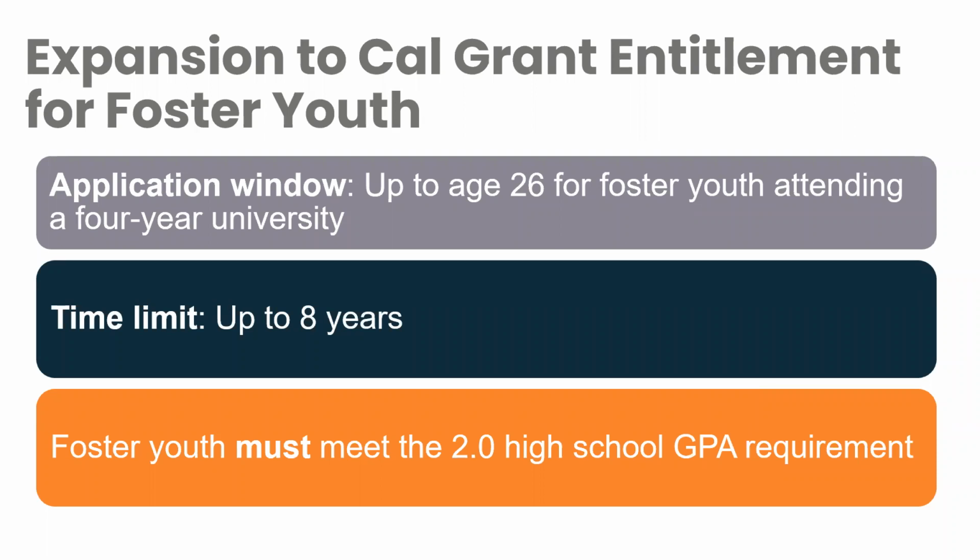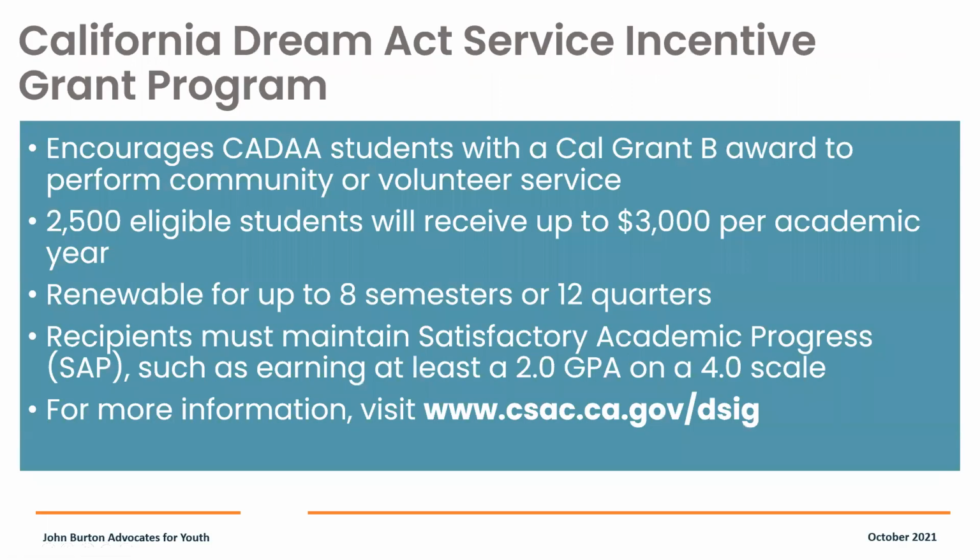The other form of aid that I want to talk about on the next slide is a brand new grant opportunity for students who completed the CADA and qualify for a Cal Grant B award. Jessica, can you please forward the slide? Thank you. So like I mentioned, this new California DREAM Act Service Incentive Grant Program, they call it DSIG for short, is an opportunity for students who complete the CADA and qualify for a Cal Grant B award, which typically means that they're low income.